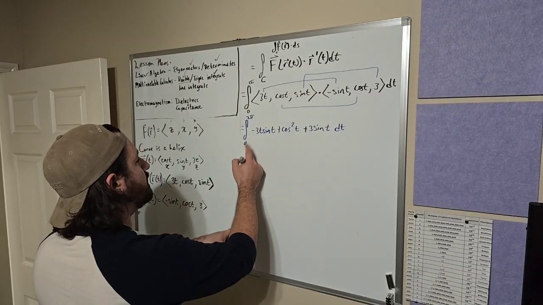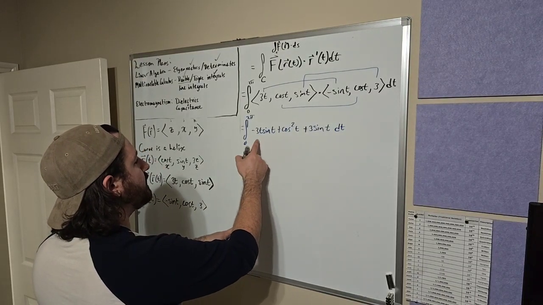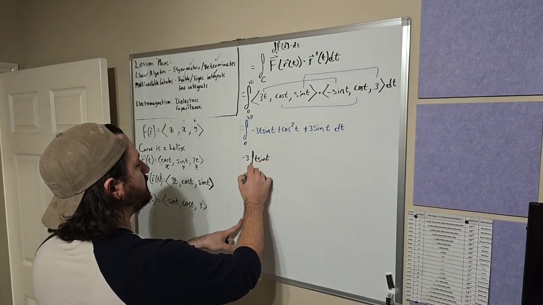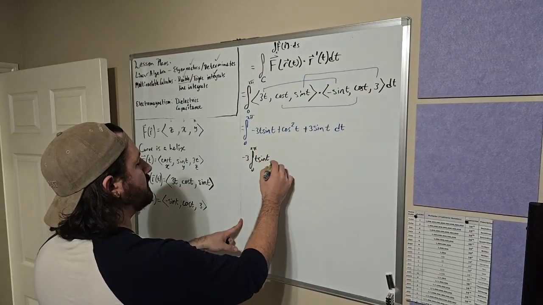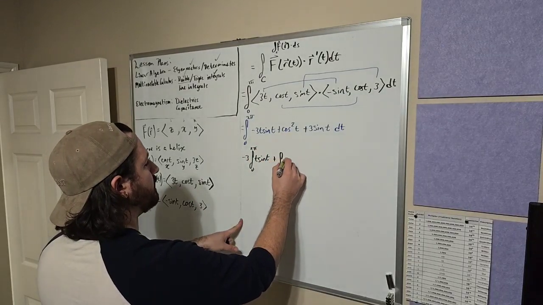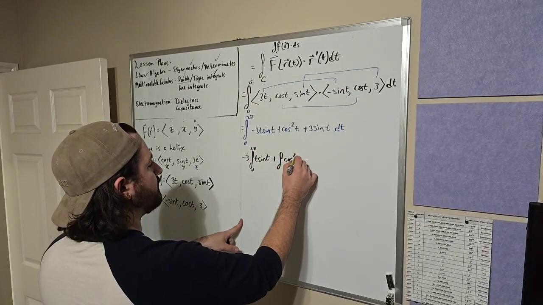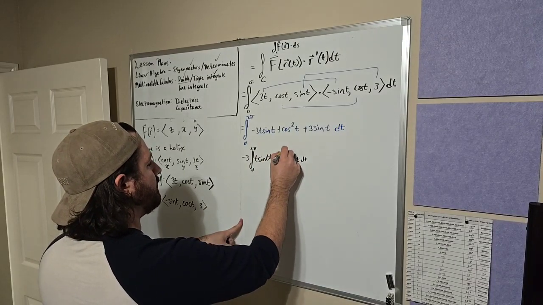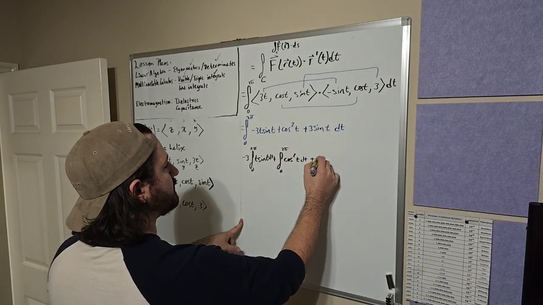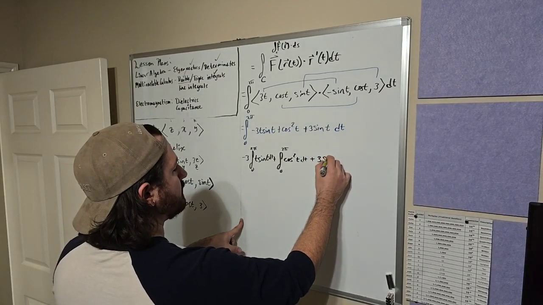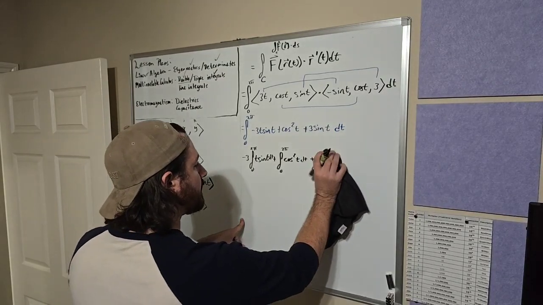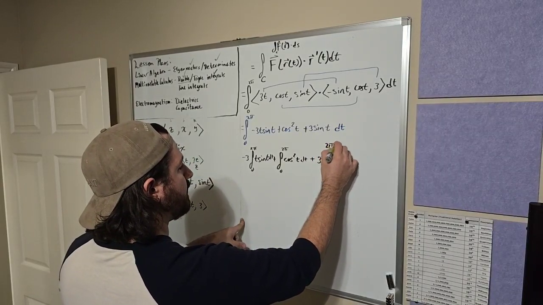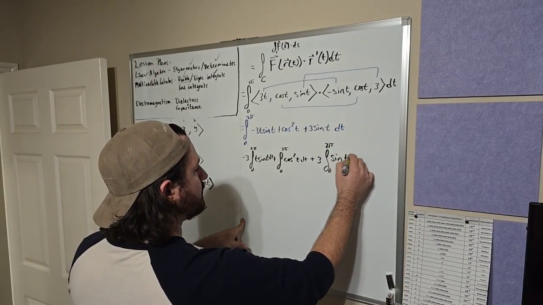Cool. So the first one we got is negative 3 integral of t sine t from 0 to 2 pi plus integral of cosine squared of t dt. I should have been writing dt here as well. 0 to 2 pi. And then plus 3 integral of 0 to 2 pi of sine of t dt.